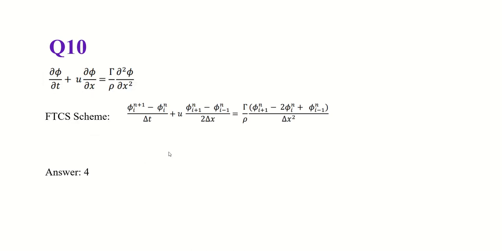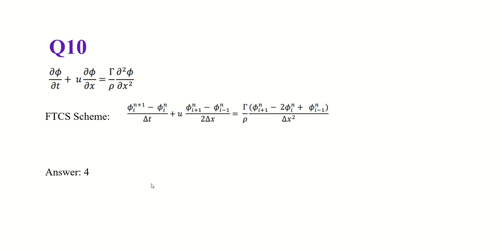What is one-dimensional scalar transport equation? It is dou phi by dou t plus u into dou phi by dou x is equal to some constant times dou square phi by dou x square. For forward time central space scheme, we get it as phi i n plus 1 minus phi i n by delta t plus u into phi i plus 1 at n minus phi i minus 1 at n by 2 delta x, because this is central scheme, is equal to that constant times phi i plus 1 n minus 2 phi i n plus phi i minus 1 n by delta x square. This is forward in time and central in space.